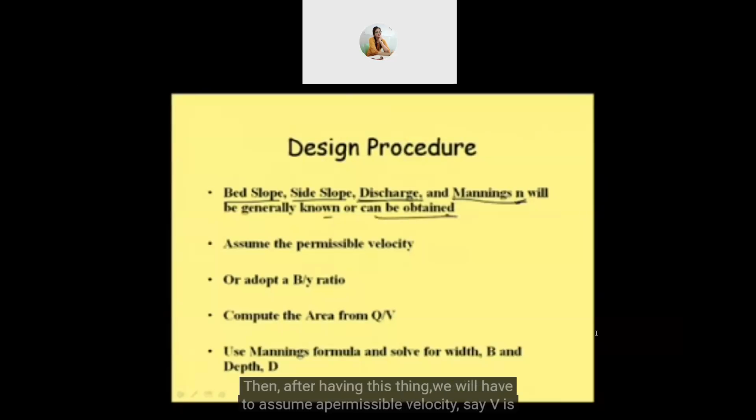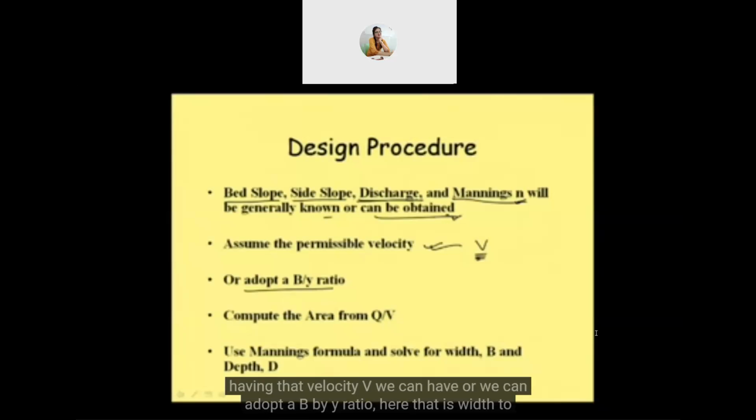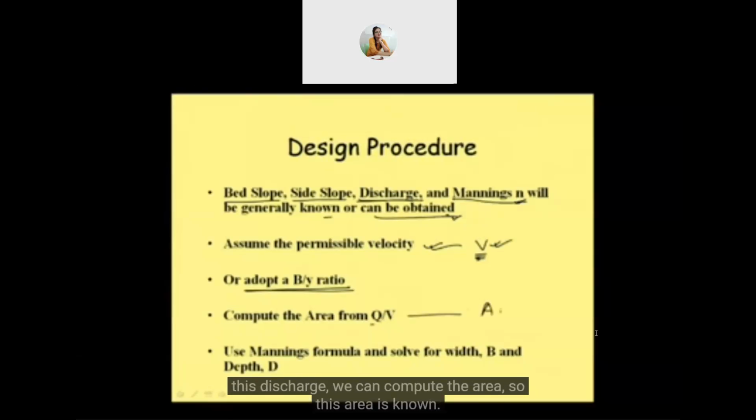Then after having this, we will have to assume a permissible velocity. So say V is known. Or sometimes, rather than adopting that velocity V, we can adopt a B by Y ratio, that is the width to depth ratio. Some organizations have worked on this, and for a particular discharge, what the B by Y ratio should be, tables or graphs are available that we can also use. Of course, this is more convenient. Once we have this V and the discharge, we can compute the area. So this area is known.